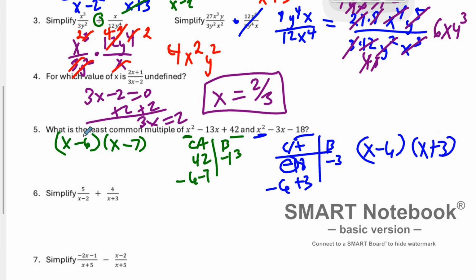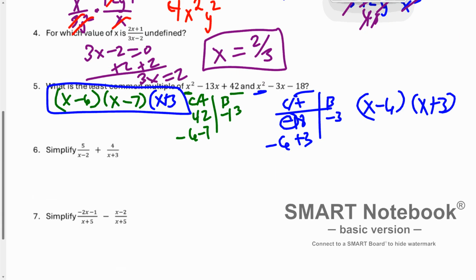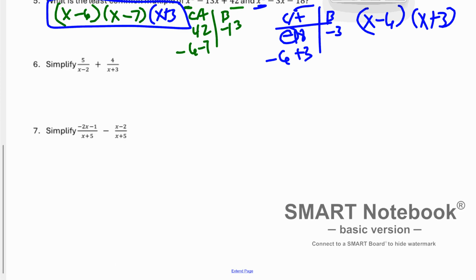So that means my least common multiple would be all four of these, but since x minus 3 is repeated, I only need it once. So I just need to add this x plus 3, and there's my least common multiple, those three factors right there. Okay, number 6.